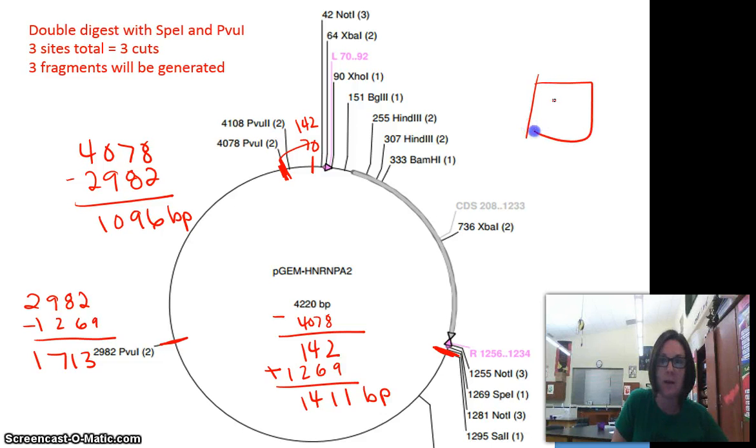So if I've got my gel and here's where I load it, then the biggest one, the 1,713, would run back here. The middle one, the 1,411, would be a little bit farther up, and then we'd have the 1,096 that would go the farthest, and we would run that against a 1 kb ladder.